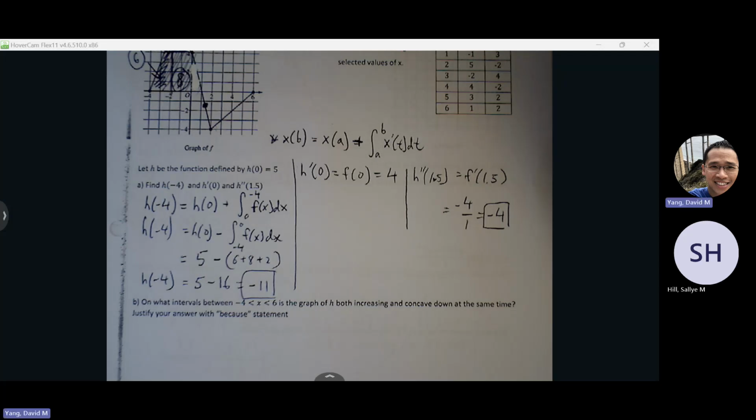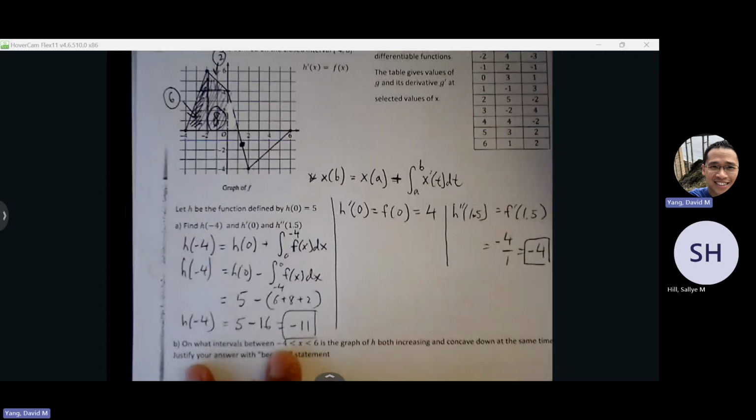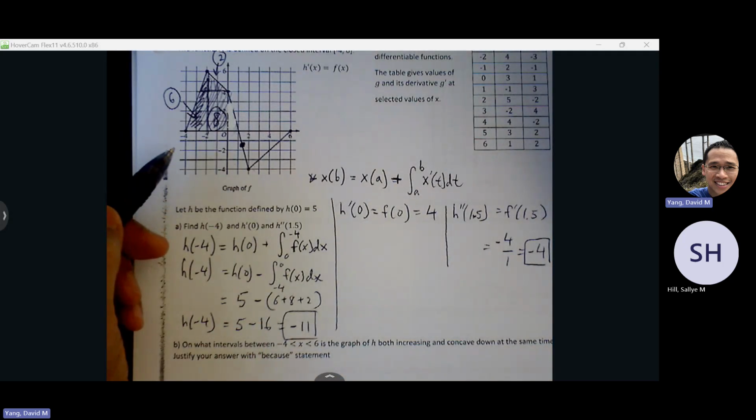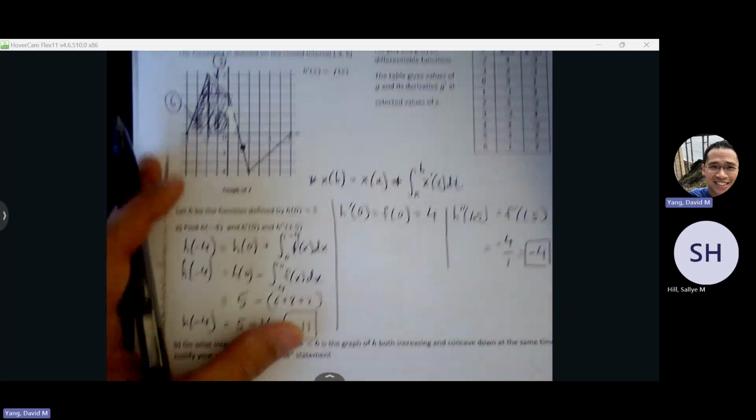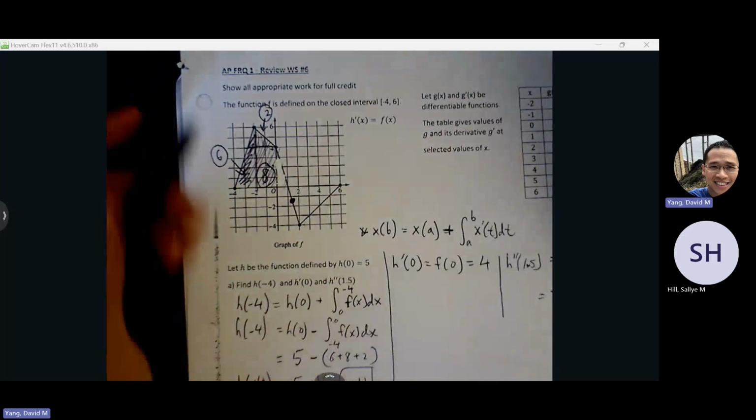Okay, on what interval between -4 and 6 is the graph of h both increasing and concave up? So this is the h prime graph. Both increasing and concave up. So we can remind ourselves what we're looking at. We're looking at the derivative graph here.